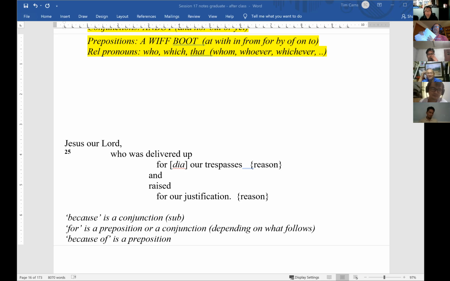Yeah, there it is. Okay, I don't know if you can see this. Because of, there it is. And then it says here that it's a preposition. Because by itself is a conjunction. So that's how the New American Standard got away with it: they actually use because of as a preposition, probably since we have the word of in there. I don't know. Yeah, thank you, Pastor Tim.